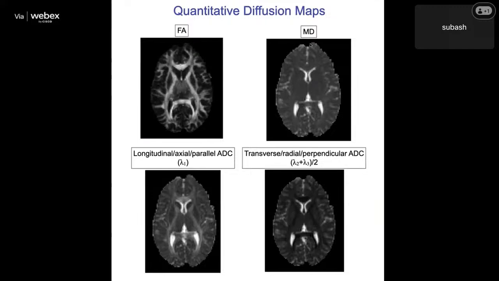This is FA, this is mean diffusivity in all the three directions. This is lambda 1 or the axial diffusivity. This is the radial diffusivity, lambda 2 plus lambda 3 divided by 2. So these are four parameters which can be calculated, and these parameters tell you about the integrity of the white matter fiber tracks, which we will see a little later.